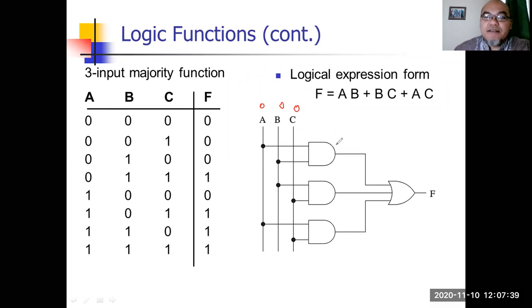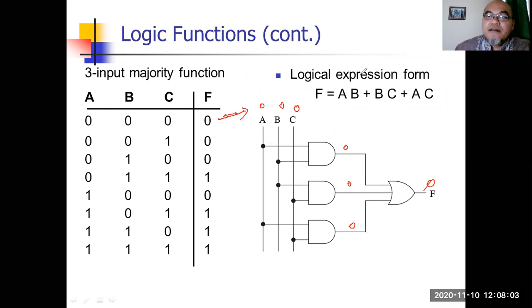This is the N value, right? Then the value here will be 0. This will also be 0. This is equal to A and B, right? A and B is 0. This is B and C, the second part is also 0. This is A and C, which will also be 0. So 0 or 0 or 0 equals 0. So this is the first possibility.